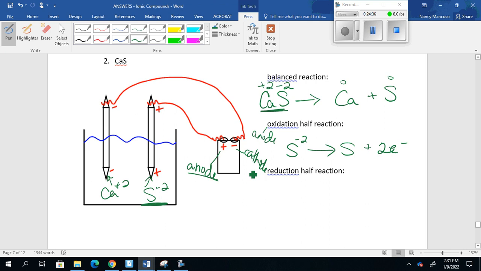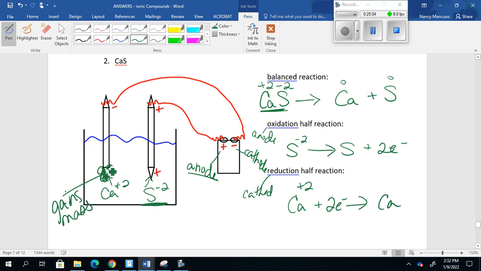And then reduction always happens at the cathode. So I follow my cathode around, and that's where my calcium is. So Ca⁺² plus those same 2 electrons. Literally, these 2 electrons are going to get gained by the cathode, and it's going to form calcium. So this side's going to clump up and gain mass as it forms calcium over here, and this side is going to form sulfur. All right, thanks for joining me.